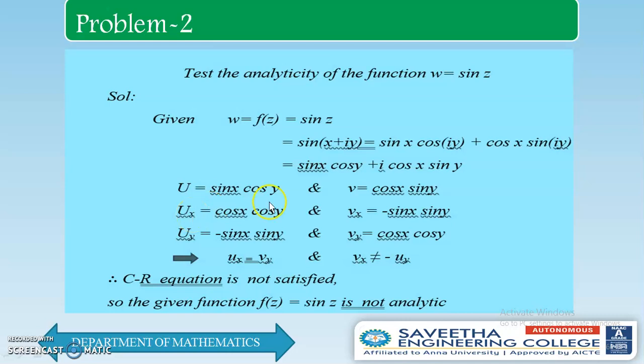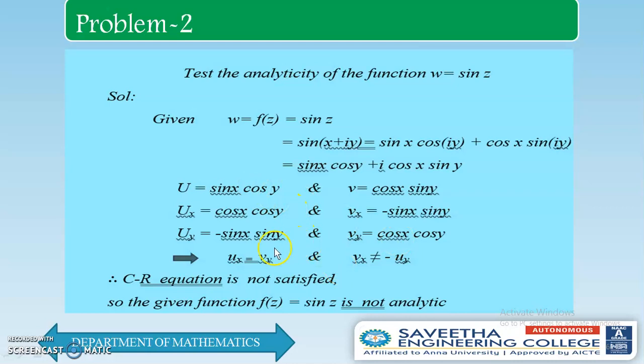What is ux? The differentiation of sin x is cos x, so we write cos x as it is. Then with respect to y, uy equal to the differentiation of cos y, which is minus sin y. So we write minus here, and sin x as it is. Then v equal to cos x sin y. Then vx equal to minus sin x into sin y. Next vy equal to the differentiation with respect to y. We get the differentiation of sin y is cos y, so we write cos x as it is.